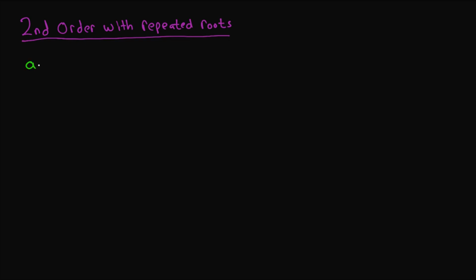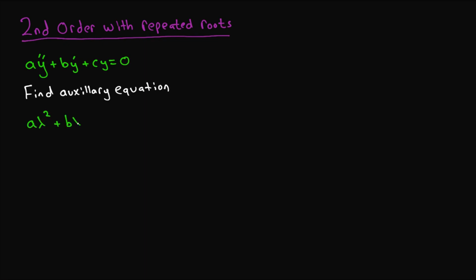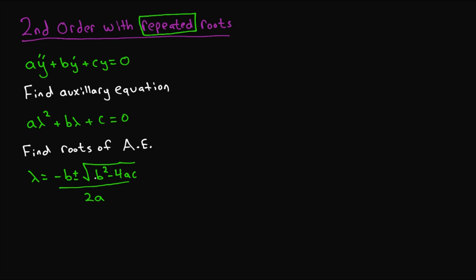Now let's do an example where we have to account for repeated roots. So again, this will be a second order equation. It's something of the form a y double prime plus by prime plus cy is equal to 0. Again, we find the auxiliary equation. We get a lambda squared plus b lambda plus c is equal to 0. And we find the roots using the quadratic equation, but this time we're going to assume they're repeated, which means the discriminant is 0, but anyway, we only have 1 lambda this time.